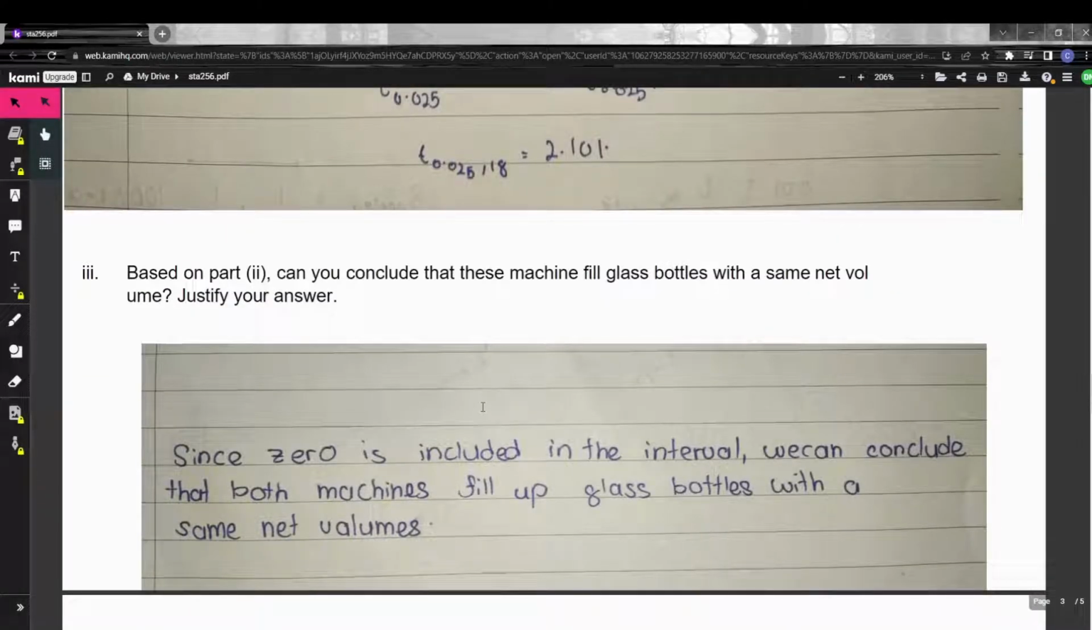For the third Roman numeral, the conclusion is: since 0 is included in the interval, we can conclude that both machines fill up glass bottles with the same net volume, because the difference is insignificant, since it is 0.